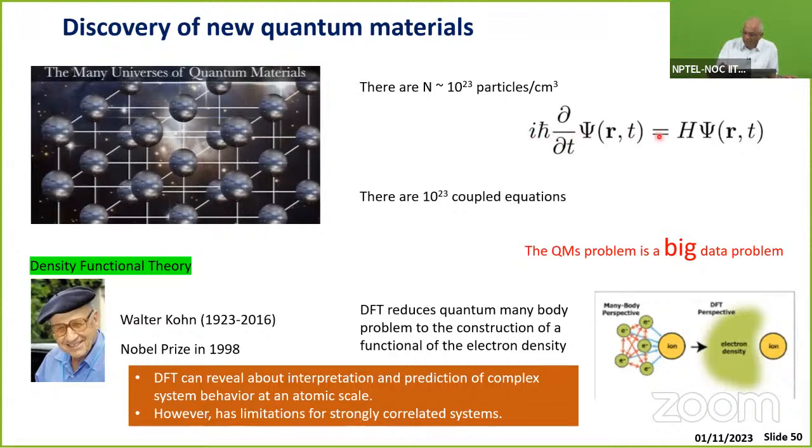Now you can see that this is difficult. Now, on top of that, you have the electron interactions. And then the electron repulsive interaction. And then the exchange interactions.